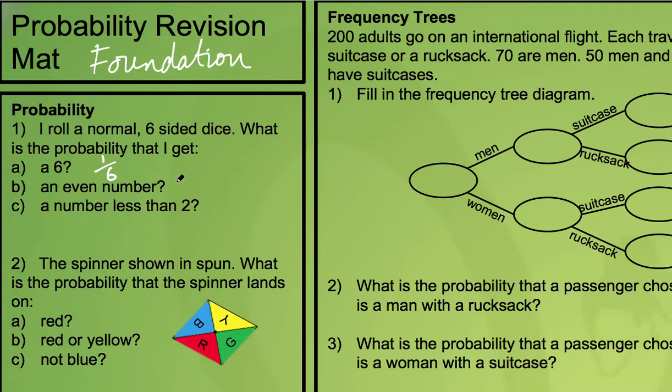An even number, we're talking about 2, 4 or 6, so that is 3 out of the 6, which is also 1/2. A number less than 2, not including 2, so I'm talking about an outcome of 1 only. There is no 0 on a dice, so I've got 1, and that is the only outcome that would count as less than 2. So I've got 1 out of 6 for that one as well.